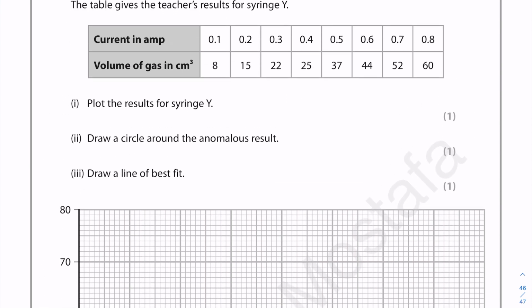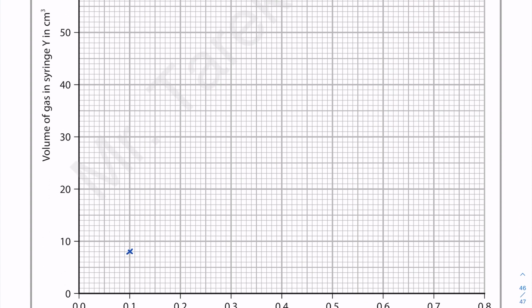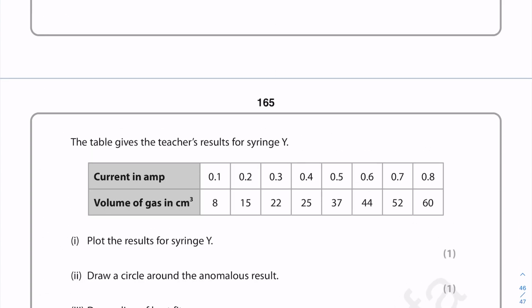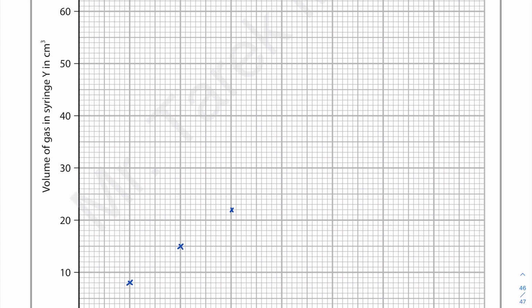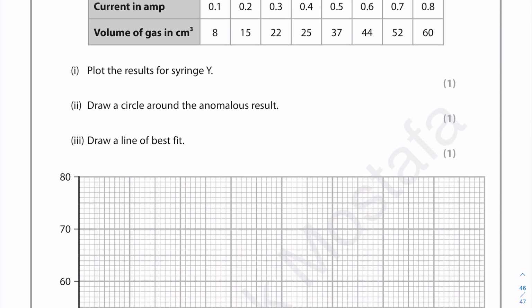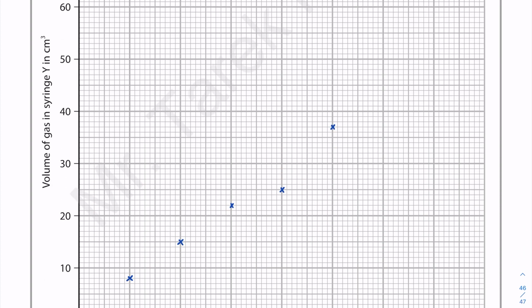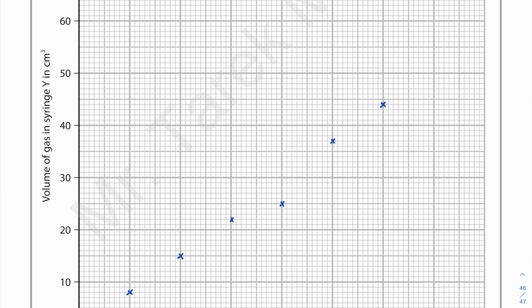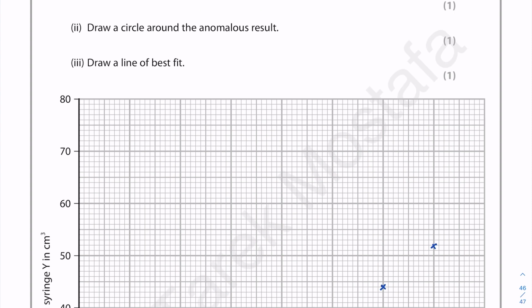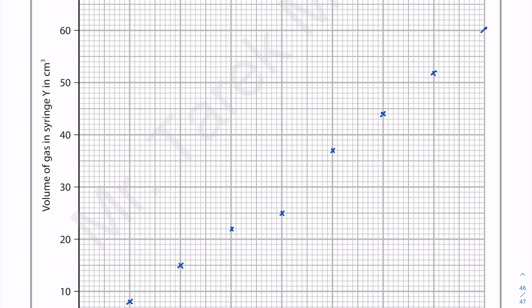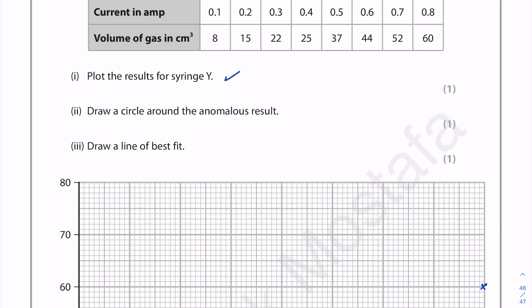طيب عند 0.1 يبقى هنا 0.1 ampere 8 cubic centimeter of gas في syringe Y. 0.2 هتبقى 15. 0.3 ثم 0.4، دي واضح ان دي anomalous. 0.5 ثم 0.6 ثم 0.7 ثم 0.8. طيب احنا كده عملنا اول حاجة plots the results for syringe Y.